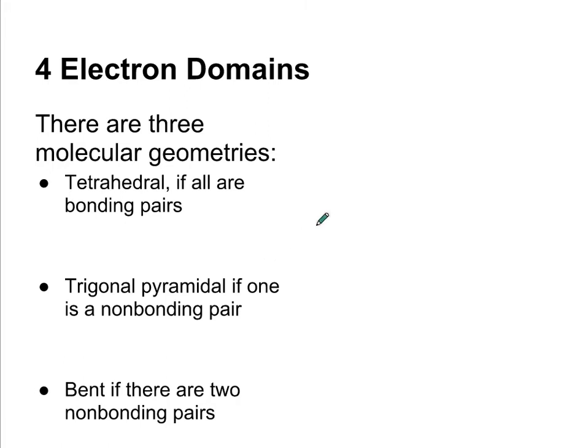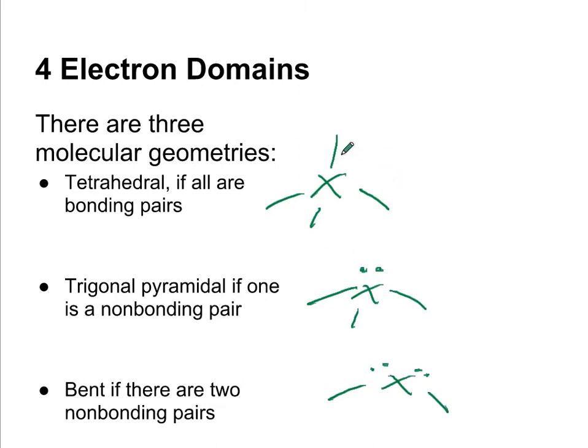For a molecule that has 4 electron domains, there are 3 possible molecular geometries. If all of the electron domains are bonding pairs, it's called tetrahedral. It's trigonal pyramidal if one of them is a non-bonding pair. So it's a triangle pyramid. And if there are 2 non-bonding pairs, it's called a bent shape. That's similar to water. Now, in a tetrahedral molecular geometry, the bond angle is 109.5 degrees, but as we replace bonds with unshared pairs, those bond angles are going to decrease because they're getting pushed closer together.